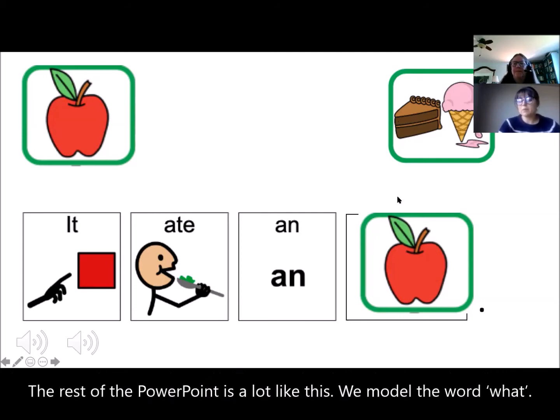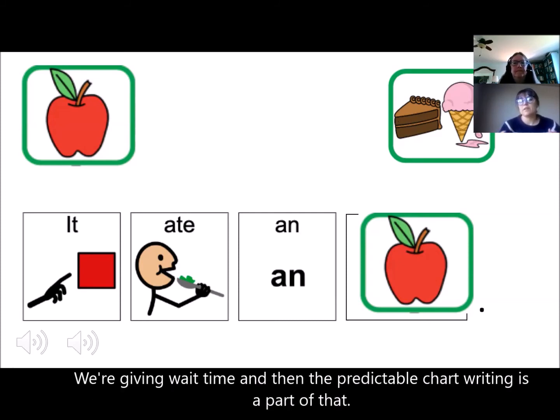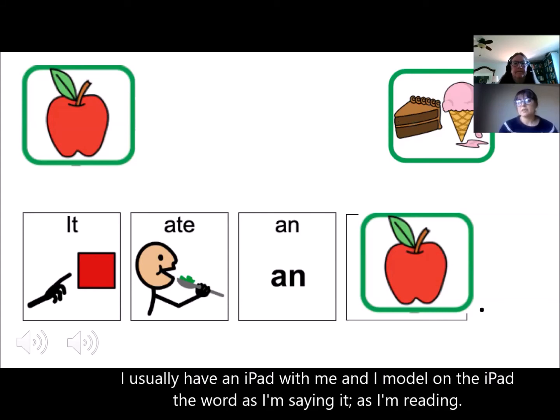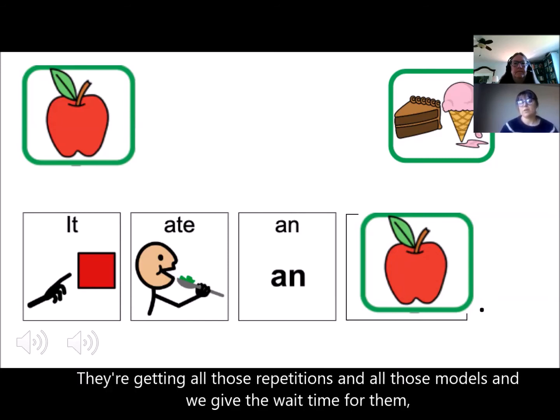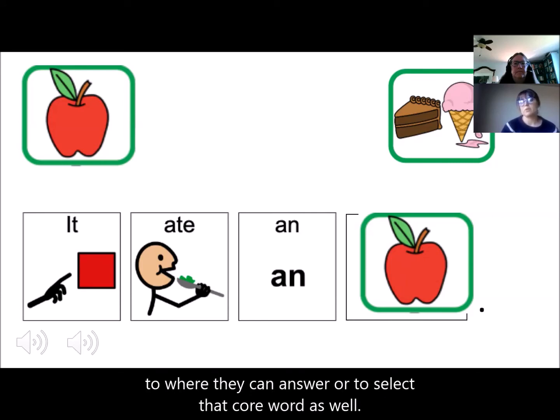So the rest of the PowerPoint is a lot like this. We model the word "what," we're giving wait time, and then the predictable chart writing is a part of that. I usually have an iPad with me, and I model on the iPad the word as I'm saying it, as I'm reading. And then the paras in the room or the teacher in the room will also model it on the students, either on their folder or their device. They're getting all those repetitions and all those models, and we give the wait time for them to where they can answer or to select that core word as well.